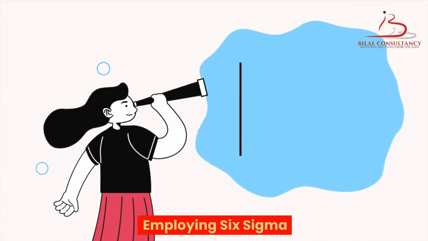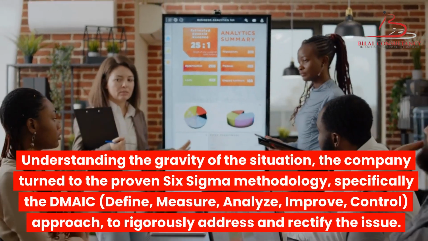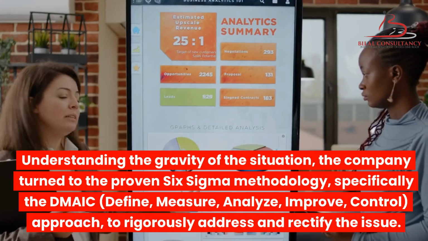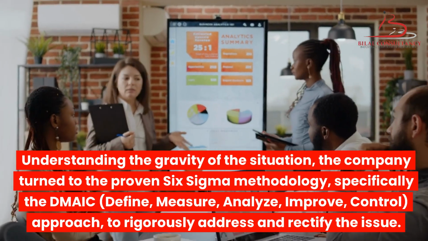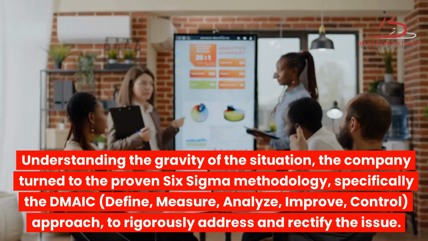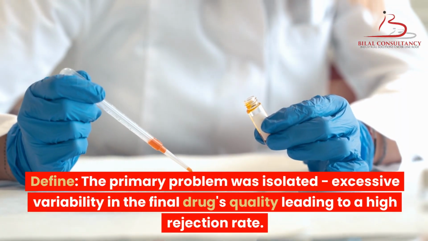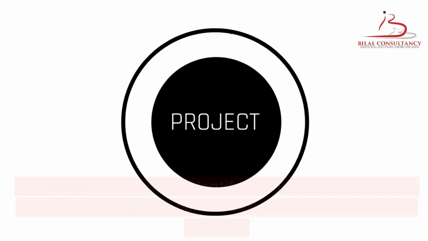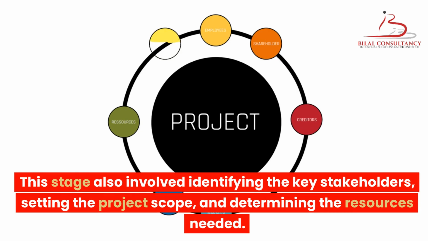Employing Six Sigma. Understanding the gravity of the situation, the company turned to the proven Six Sigma methodology, specifically the DMAIC, define, measure, analyze, improve, control, approach, to rigorously address and rectify the issue. Define. The primary problem was isolated: excessive variability in the final drug's quality leading to a high rejection rate. This stage also involved identifying the key stakeholders, setting the project scope, and determining the resources needed.